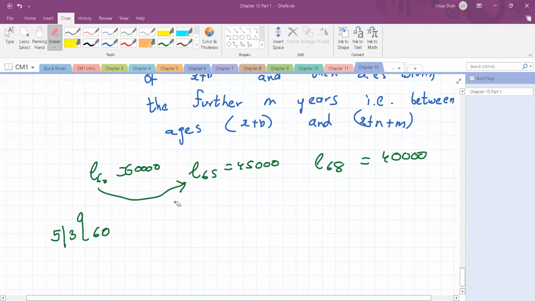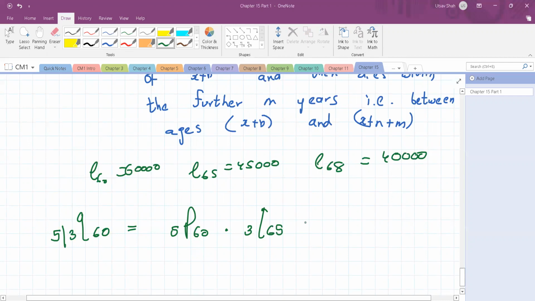So how do you find this? In short, you will have to break this down into two parts. First of all, surviving for 5 years, it will be 5p60. And once he has reached the age of 65, he has to die within the next 3 years. So you multiply it by the probability of dying between the next 3 years. Okay. That's done.